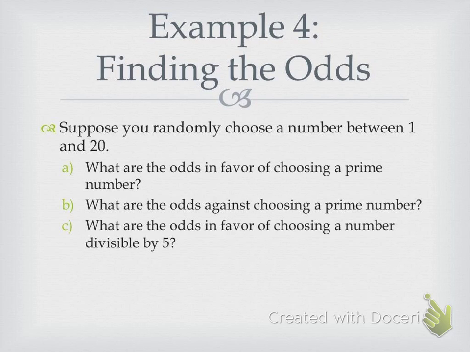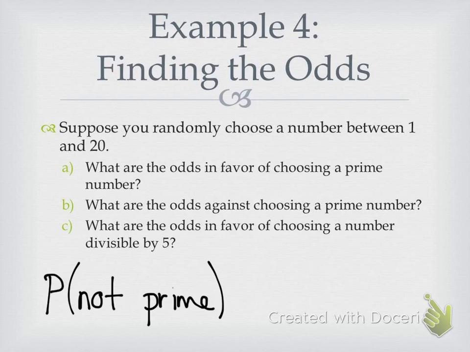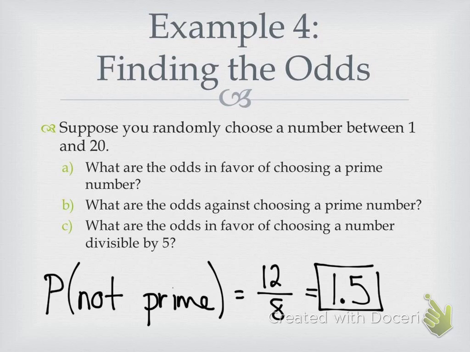All right, so now let's look at B. What are the odds against choosing a prime number? Okay, so look at your formula. Try to figure this one out and find your decimal value. All right, so probability that it's not prime now. Okay, so it's going to be against the prime numbers. So how many are not prime? 12 over how many are? 8. So did you get 1.5?